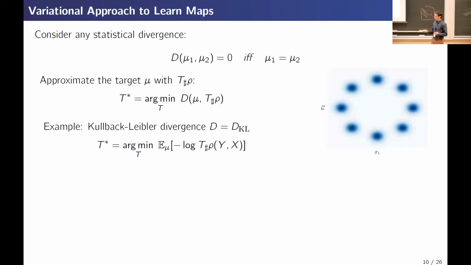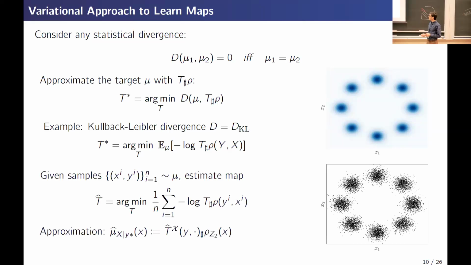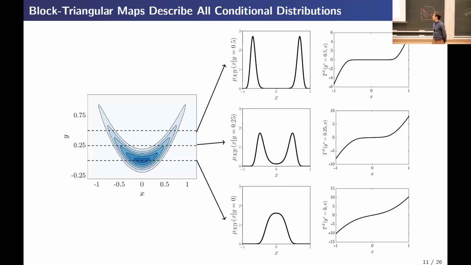And we say that we want to find this map that pushes forward rho to the target mu. As an example, one can take things like the KL, like we heard yesterday, but many other choices. And if you have samples from mu, we can approximate the expectations in these losses with our joint samples and use them to build estimators for these conditionals.